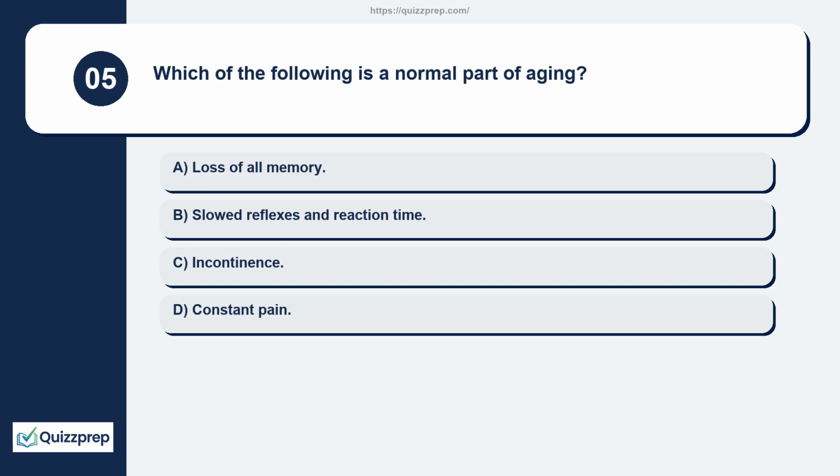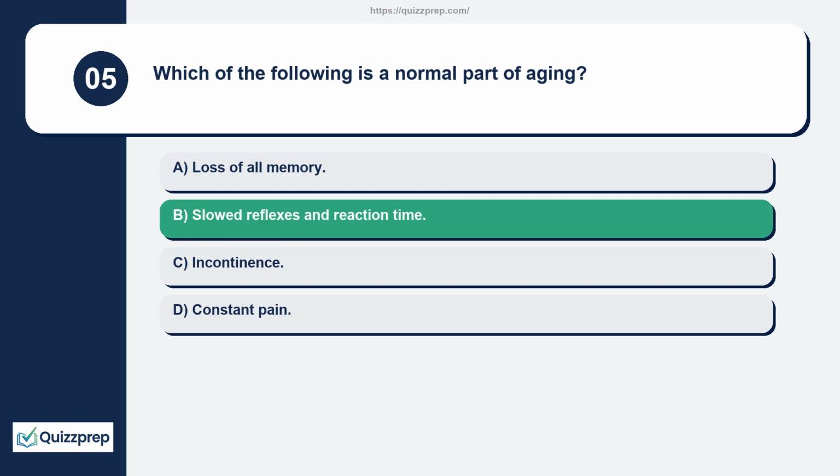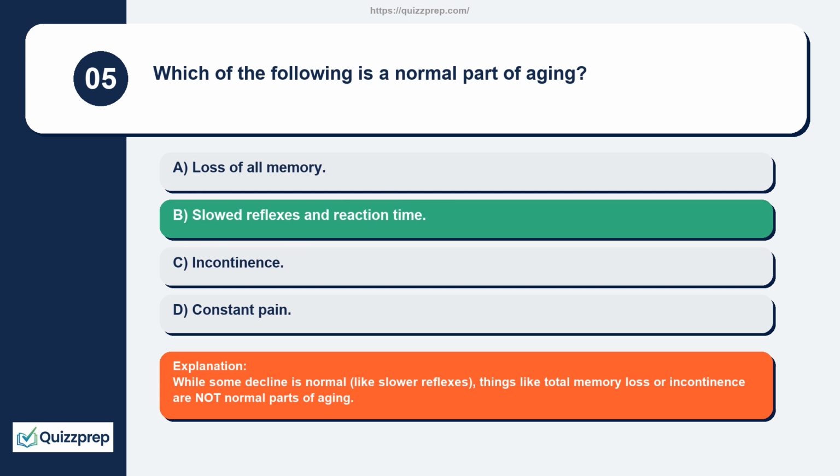Question 5. Which of the following is a normal part of aging? Loss of all memory, slowed reflexes and reaction time, incontinence, constant pain. While some decline is normal, like slower reflexes, things like total memory loss or incontinence are not normal parts of aging.